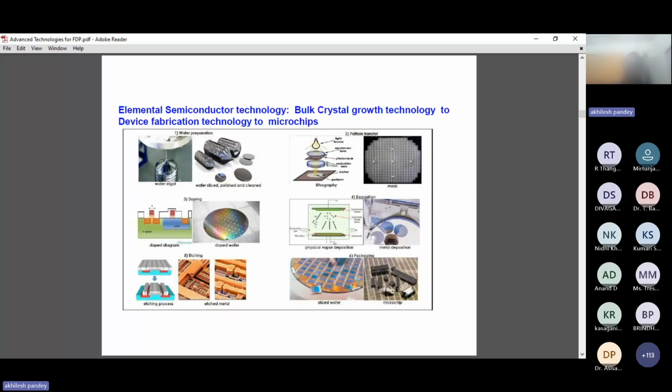Now come to the elemental semiconductor. Basically, for elemental semiconductors, people use silicon or germanium. This is one of the slides where I will talk about bulk crystal growth technology to device fabrication technology to microchips. Here you can see silicon in bulk single crystal grown by different techniques like Czochralski or float zone method. This boule has been grown and sliced to make a silicon wafer.